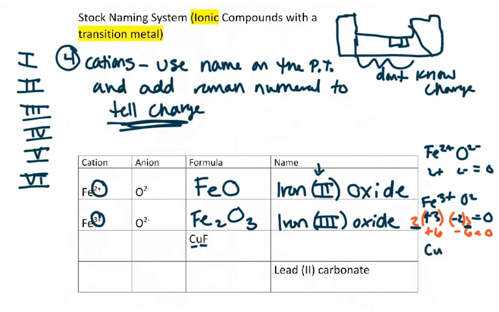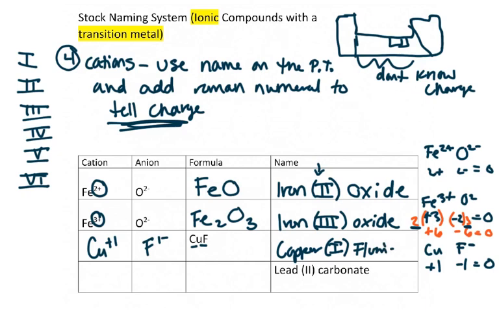So I'm going to say copper, and I'm going to say, oh my gosh, I don't know the charge, but I know the charge of fluorine is -1 and I know that it has to equal 0. So that means copper has to be +1. So copper is +1 and fluorine is -1. So now when I write the name, I can write copper, Roman numeral 1 to tell me the charge of copper, and then fluoride. I'm going to change the ending of fluorine to fluoride.